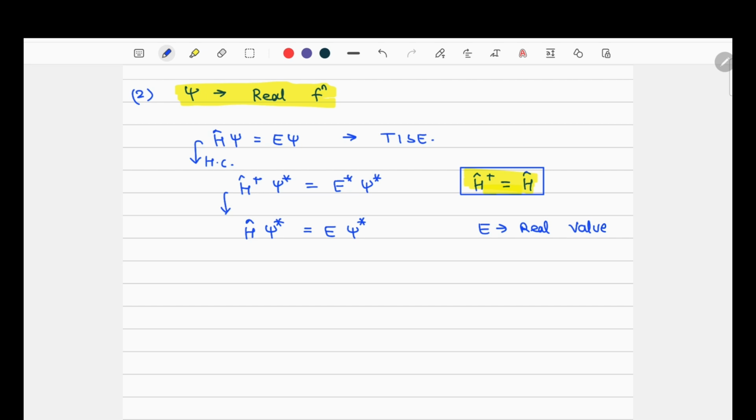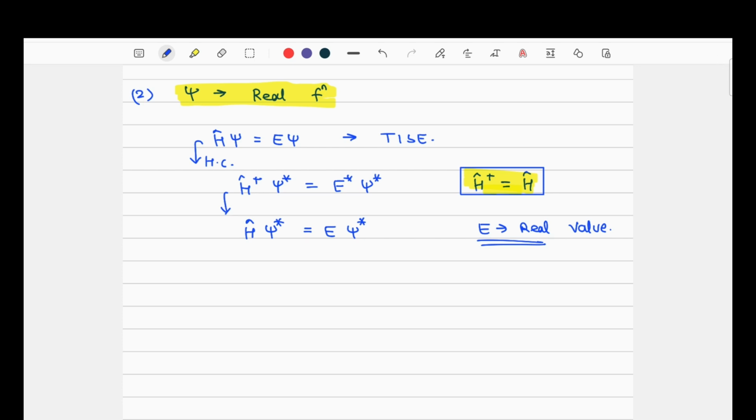Okay, because energy cannot be complex. Remember that these are very basic things in quantum mechanics, which makes it hard for people to understand. But if you remember these basic things, then it is very simple. Why is energy a real value? Because the energy of any system cannot be complex.